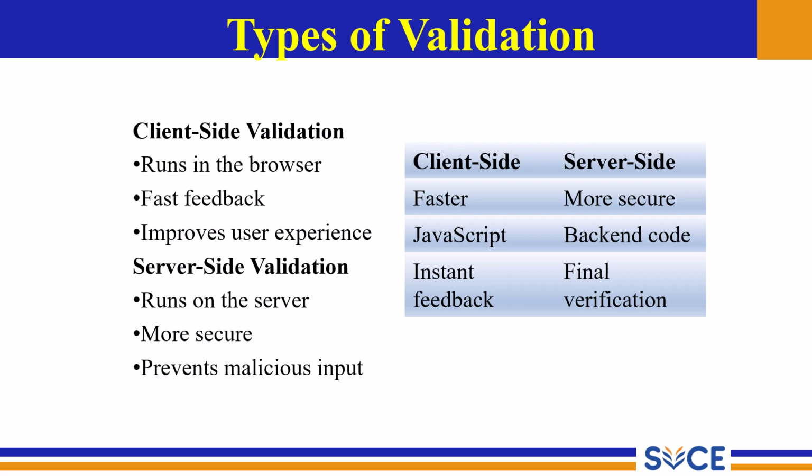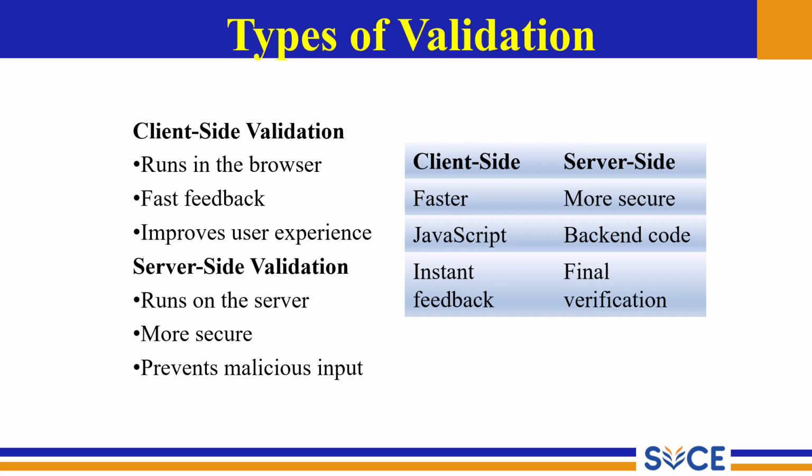Client side versus server side validation. There are two types of validation: client side validation and server side validation. Client side validation happens inside the browser. Example, while typing an email, the website immediately displays invalid email. The advantages include very fast, instant feedback and better user experience, but client-side validation alone is not secure. Users can bypass it. Therefore, server-side validation is mandatory.